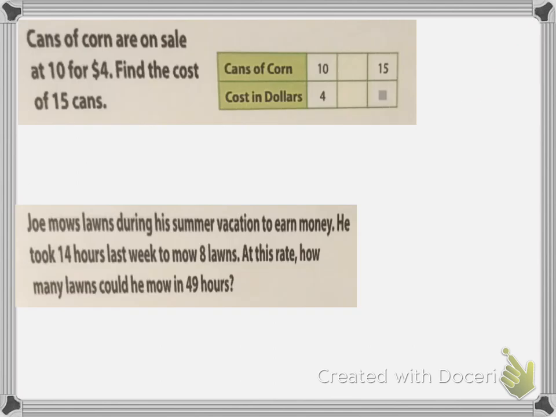So, next one talks about cans of corn are on sale at 10 for $4. Find the cost of 15 cans. So they've already done a table for us, and so what I need to get is from 10 to 15. Unfortunately, I can't because there's not a number that directly goes there. So what I can do, though, is 10 and 4 are both even. So I'm going to scale back by 2, top and bottom. That's going to give me 10 divided by 2 is 5, and 4 divided by 2 is 2. So I'm going to scale back by 2. Now, I can get from 5 to 15 by scaling up by 3.